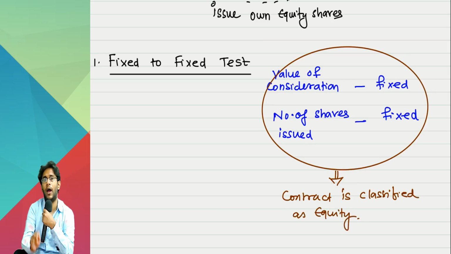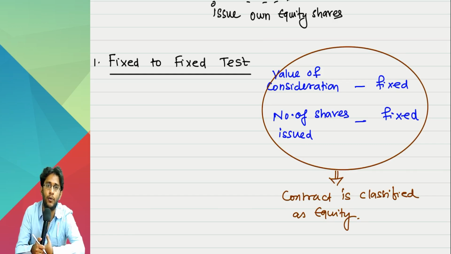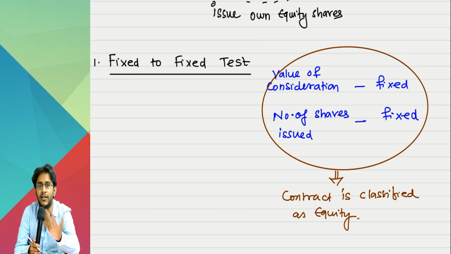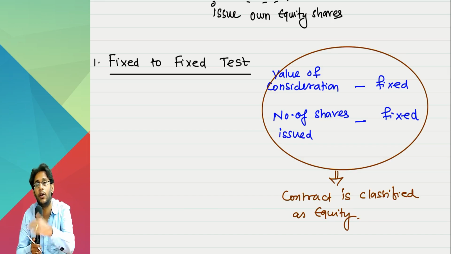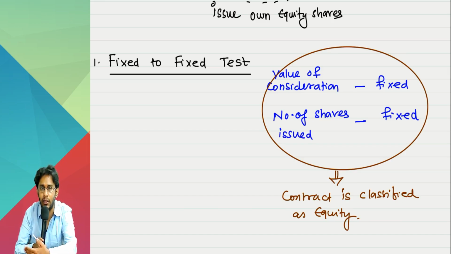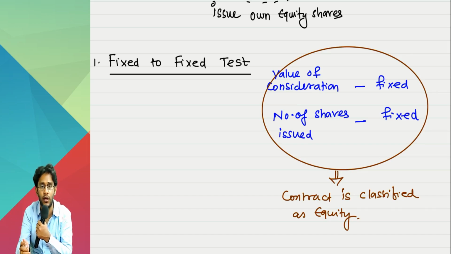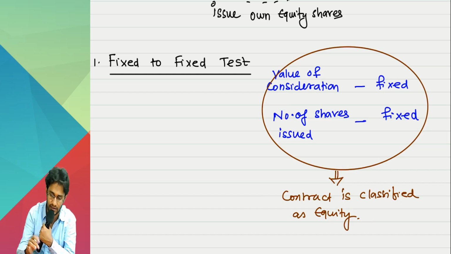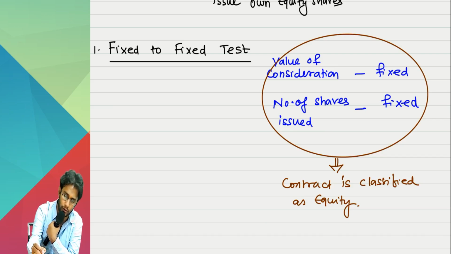See ma'am, once you actually issue shares in future, then those equity shares are anyway an equity instrument. I am not talking about after the issue of shares. Once the shares are issued as equity share capital, it is anyway an equity instrument. I am talking about as on today, before the shares are issued, whether the contract will be classified as equity or financial liability. This will be treated as equity if both the elements are fixed. Now, why should it be fixed? Let's see some examples, you will get the clarity automatically.